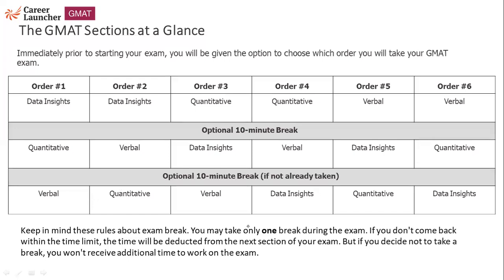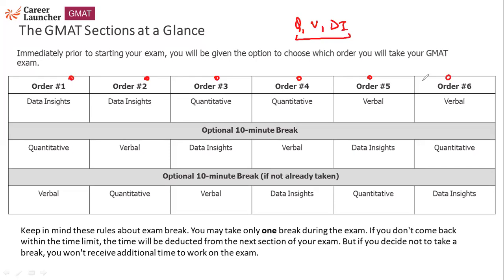Now, starting with order. We understood that there are sections, right? Quant, verbal, data insight. These three sections can be rearranged within themselves. So you can start with quant, you can start with verbal, you can start with DI. So there are 6 choices at the beginning of the test. Every test we have 6 options. Whichever order you choose for that particular exam day, that would be your order for the day. So you have to be very careful while selecting the order.